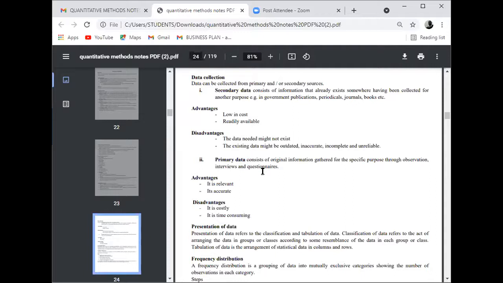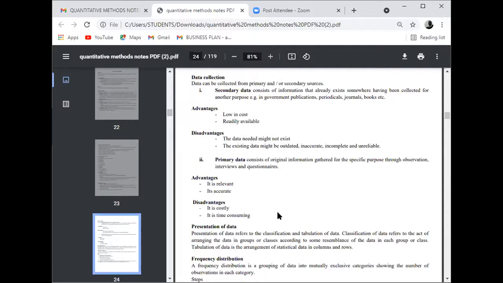You can ask your employees in form of questionnaires, what do you think is your most frequent time of reporting to work? Then they respond there, and then you go collecting that data from each and every employee. The advantage to this is that it is relevant because you are going to get data that you need. Then it is accurate because you are doing it yourself.